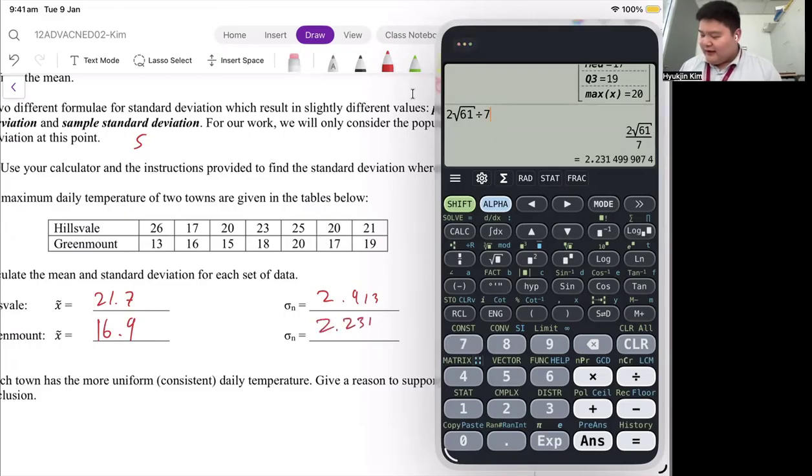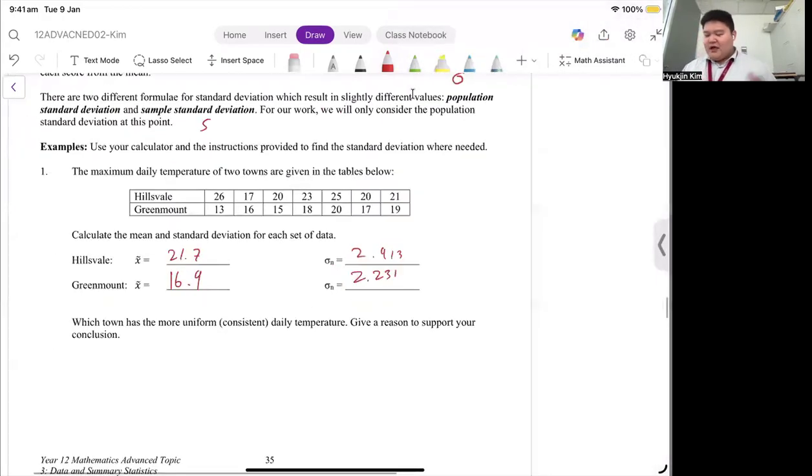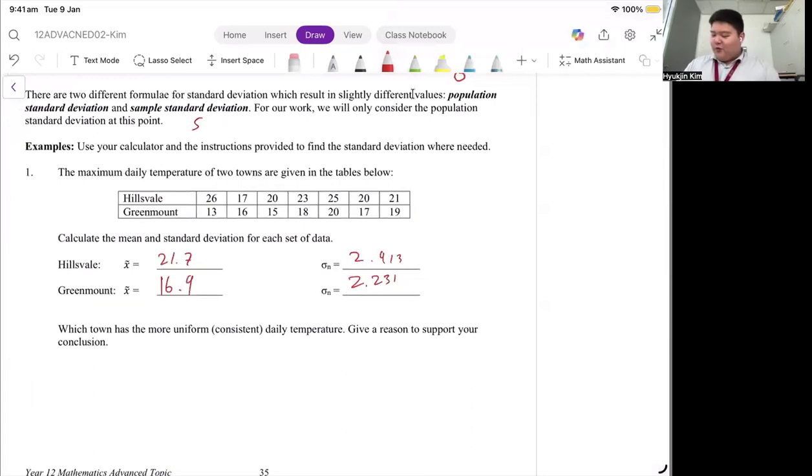2.231. Something like that. Now that we have done this, you can say which town has more uniform or consistent daily temperature. Give a reason to support your conclusion. Now, in this case, they're not asking which one is higher or lower. They're just saying more consistent.